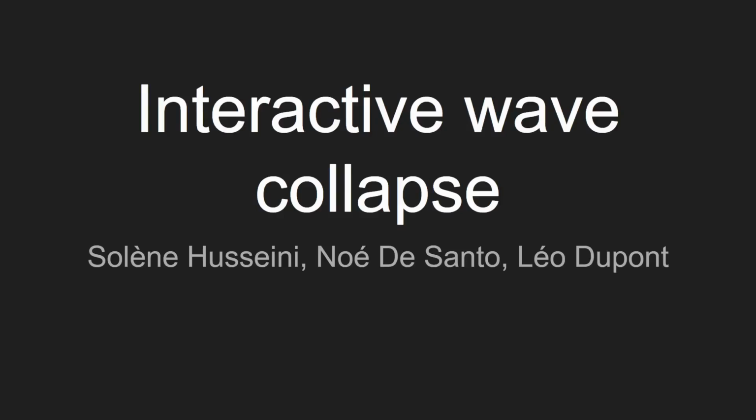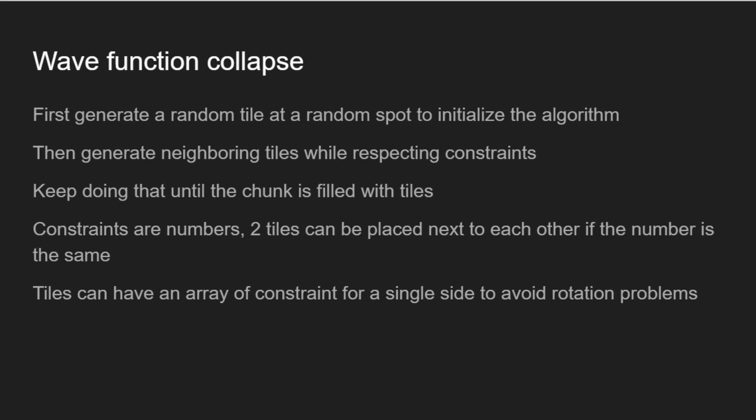Hello and welcome to our computer graphics project, Interactive Wave Collapse. So first of all, the wave collapse algorithm was made by first generating a random tile at a random spot to initialize it. Then we generate neighboring tiles while respecting the constraints and keep doing that until the chunk is filled with tiles. The constraints are numbers, and if 2 tiles have sides that match in constraints, they can be placed next to each other.